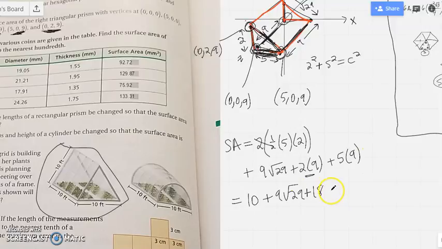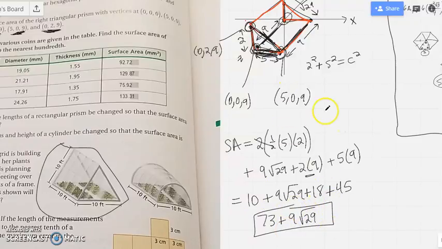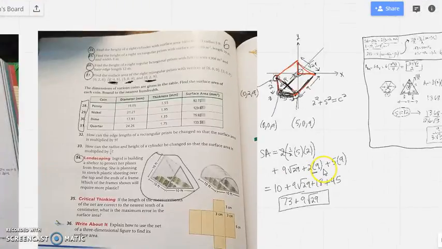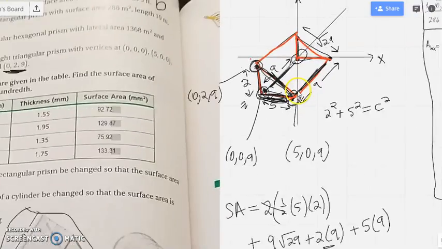2 times 9 plus 45. Add up all those numbers, right? 10, 18, and 45 is 73, I believe. So we have 73 plus 9 root 29. And that would be the surface area of that whole awkward looking shape there. So hopefully that makes sense. Like I said, it was a bit of a challenge. There's a lot of work involved to kind of trace all that out, but definitely doable.